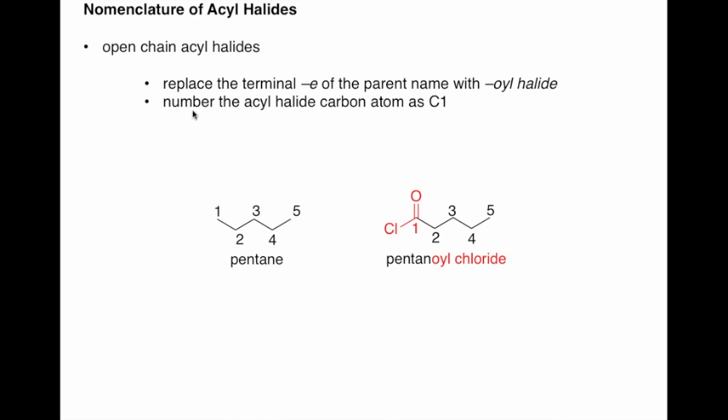Although we don't need to provide a number for the position of the acyl halide, we would number the parent chain starting at the acyl halide as carbon number 1 because it's the highest priority group in this molecule. If additional substituents are added, those substituents also need to be included in the name. In this case, there's an additional methyl that appears at position 4. That methyl is named as a prefix out front of pentanoyl.